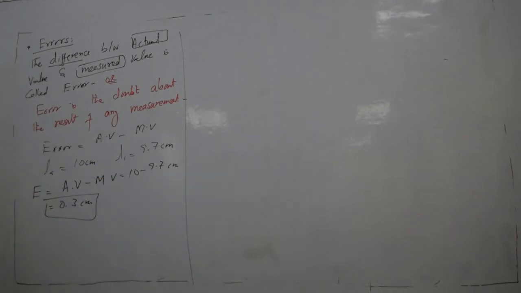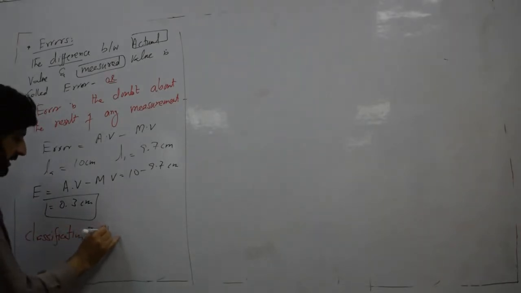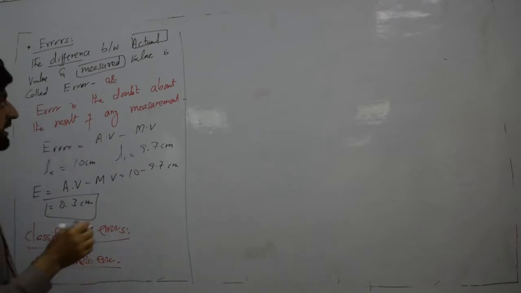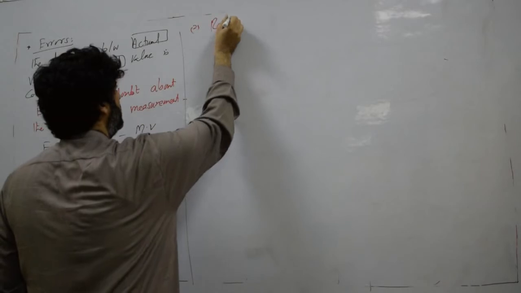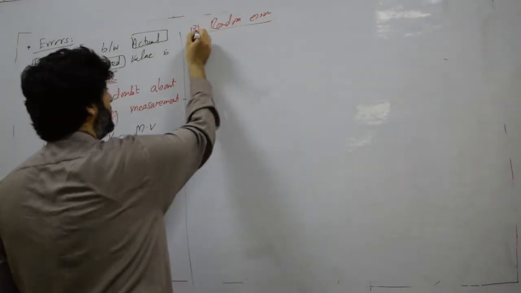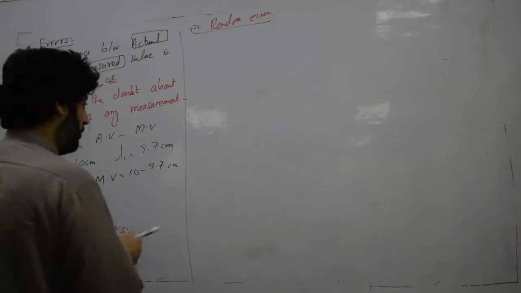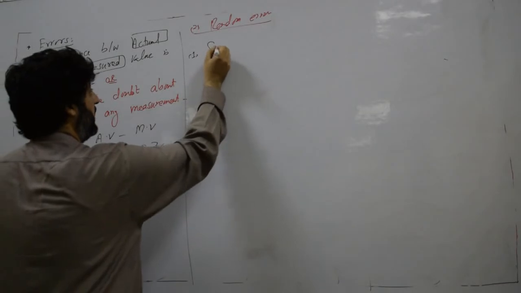Okay, now we are classifying this error into different types. So we are discussing the classification of errors. There are two types of errors. The first one is systematic error and the other is random error. So first we are discussing the systematic error.